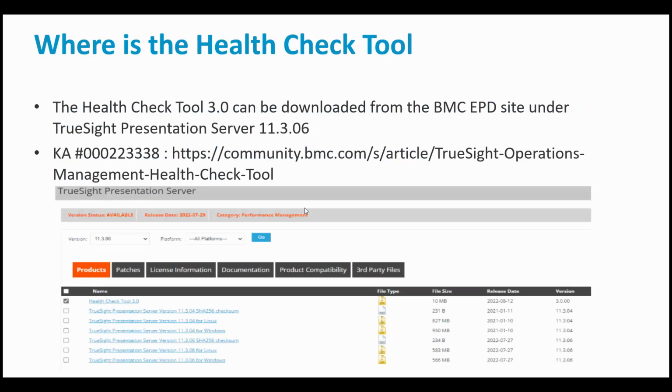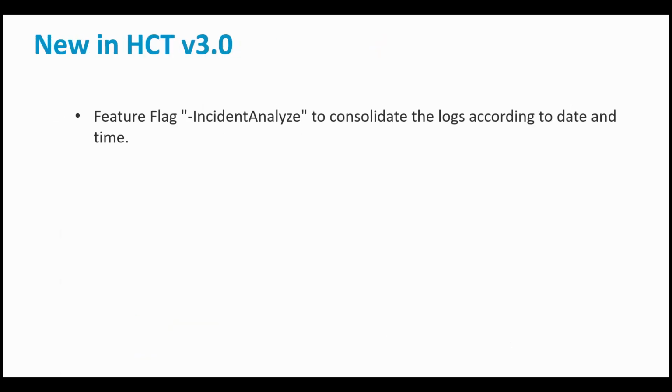Where is the Health Check tool? The Health Check tool 3.0 can be downloaded from the BMC EPD site under TrueSight Presentation Server 11.3.06, and it is also available on the BMC Communities page. What's new in HCT 3.0? The feature flag incident analyze collects the logs according to date and time.